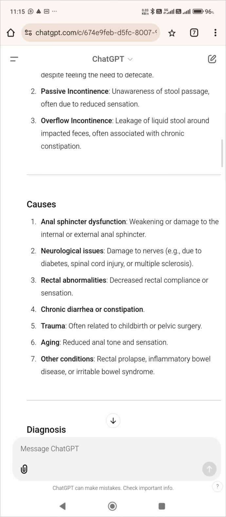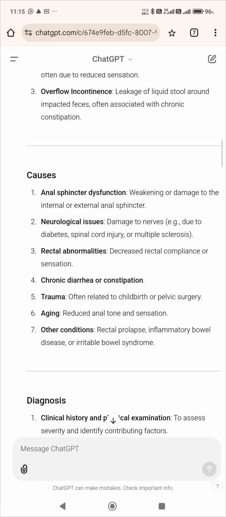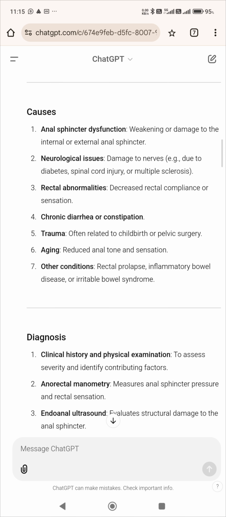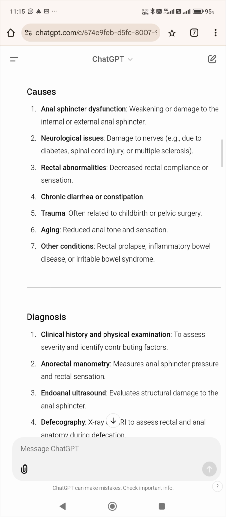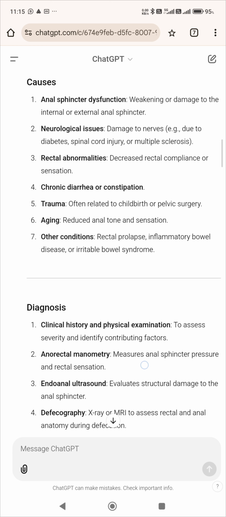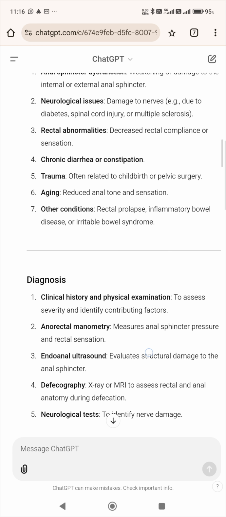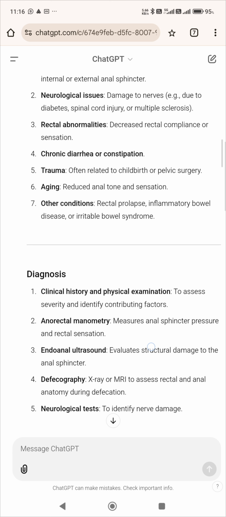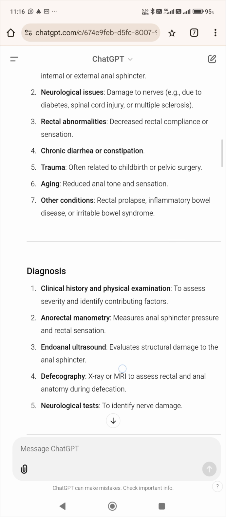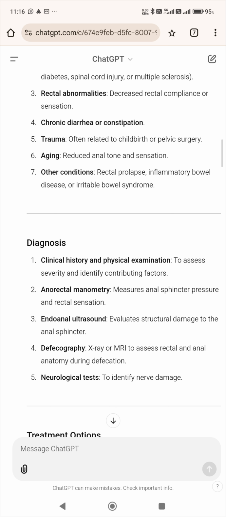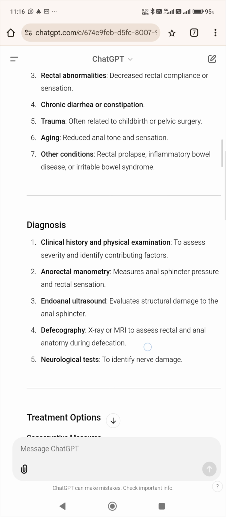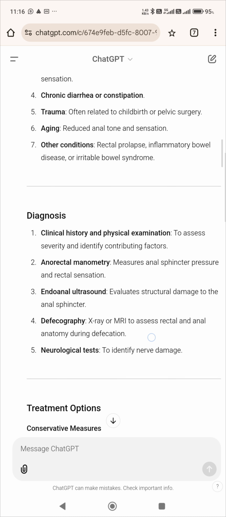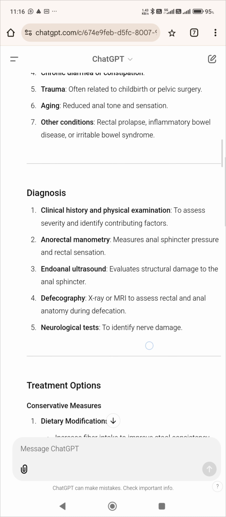Causes. 1. Anal sphincter dysfunction, weakening or damage to the internal or external anal sphincter. 2. Neurological issues, damage to nerves, e.g. due to diabetes, spinal cord injury, or multiple sclerosis. 3. Rectal abnormalities, decreased rectal compliance or sensation. 4. Chronic diarrhea or constipation. 5. Trauma, often related to childbirth or pelvic surgery. 6. Aging, reduced anal tone and sensation. 7. Other conditions, rectal prolapse, inflammatory bowel disease, or irritable bowel syndrome.